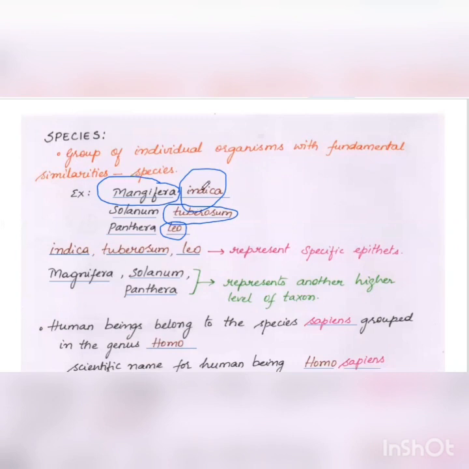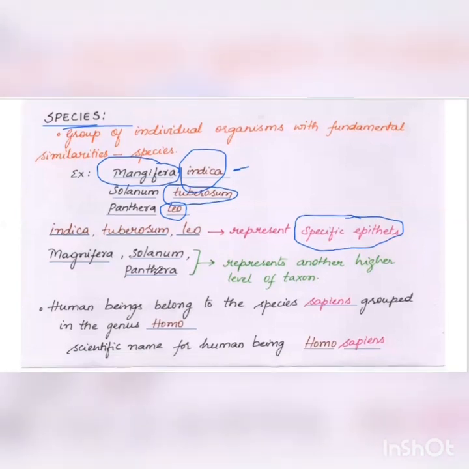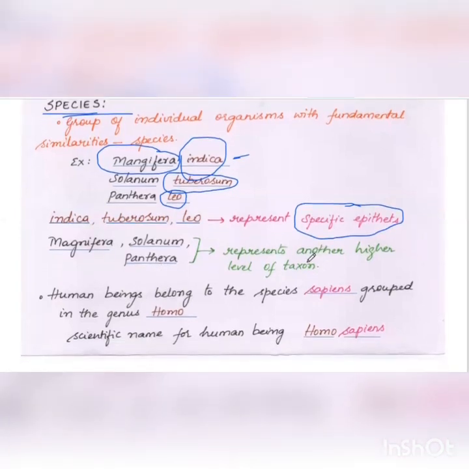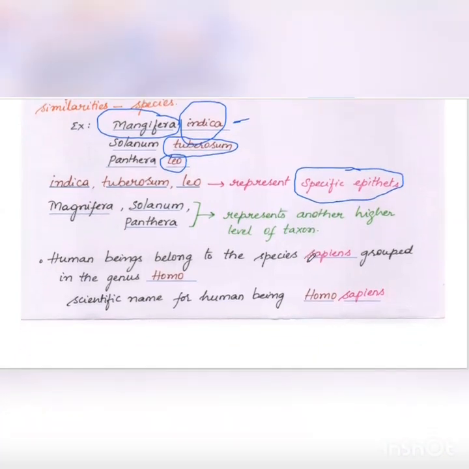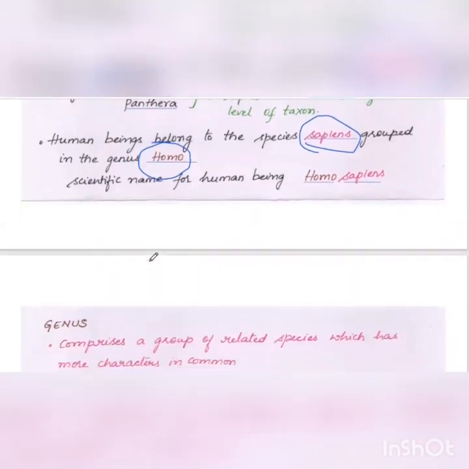Look at this. Mangifera indica is nothing but mango. Remember, here indica, tuberosum, leo represent the specific epithet. As I told you, specific epithet and species are one and the same. They're not different. Mangifera, Solanum and Panthera represent the higher level of the taxon, that is the genus. Human beings belong to the species sapiens, Homo sapiens. As you all know, humans are Homo sapiens. So sapiens is our species and Homo is our genus. The specific name for human beings is Homo sapiens. That's the binomial nomenclature.